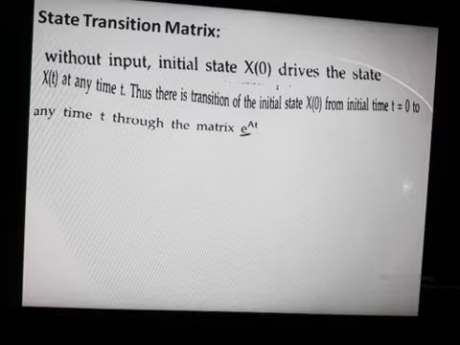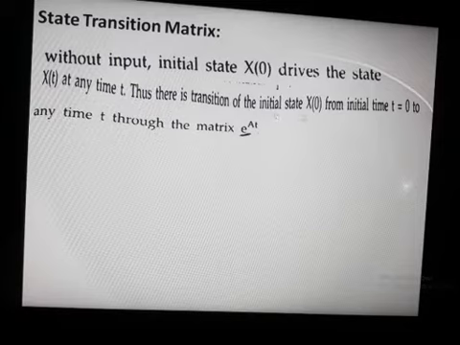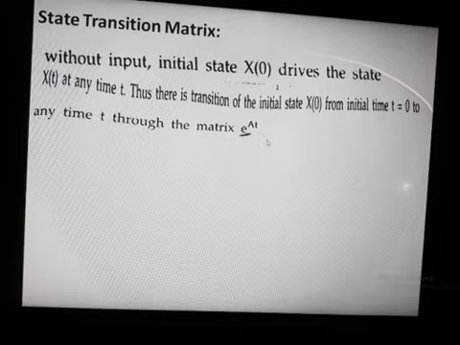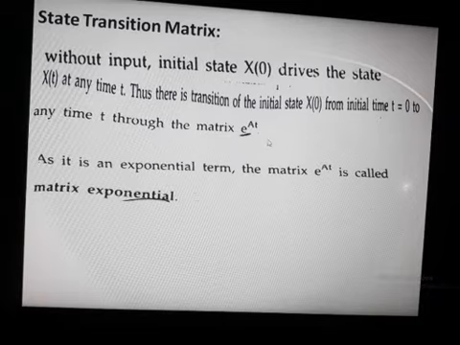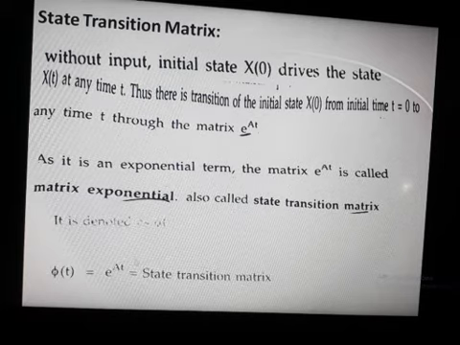Initially at t equal to 0, x of t becomes x of 0, and then at any time value t, that is x of t. That means if you want to find the value of x of t at any time t, there is a transition from the initial state to that corresponding time value t. It can be obtained with the help of the matrix e power At. That means we can write this state transition matrix like phi of t is equal to e power At.